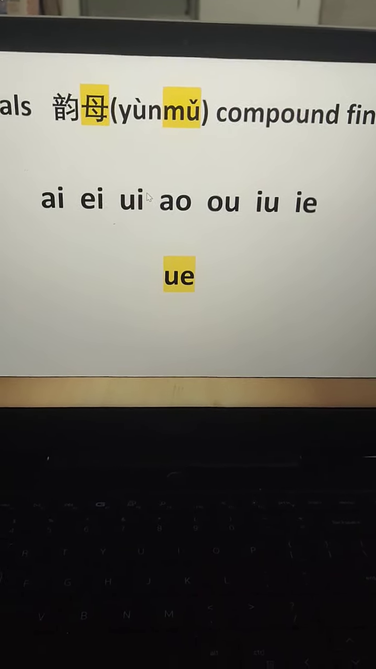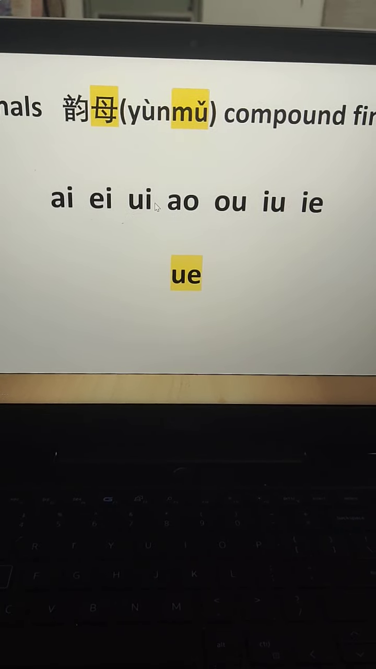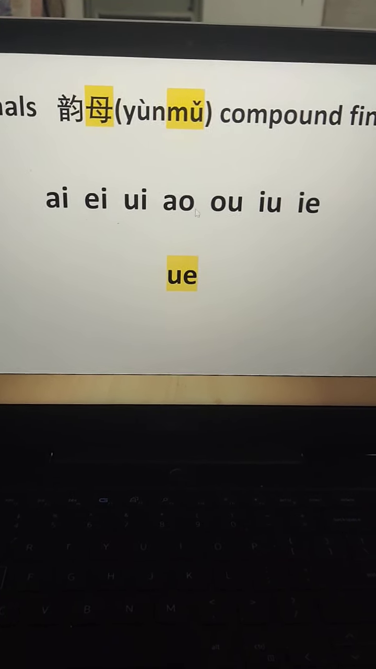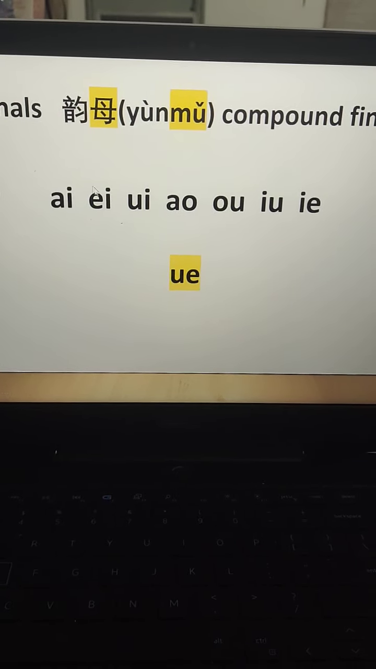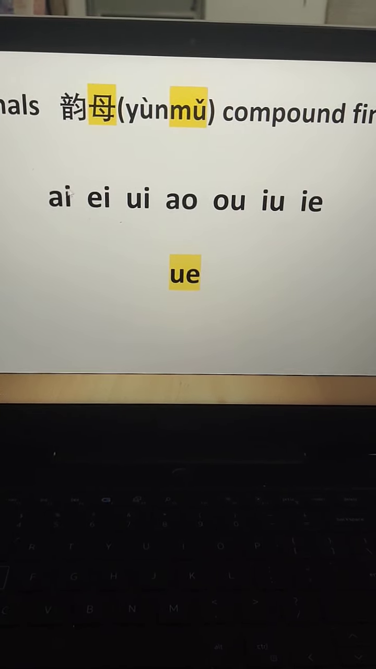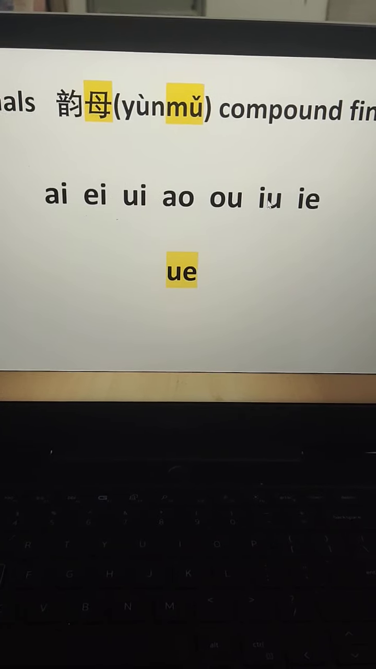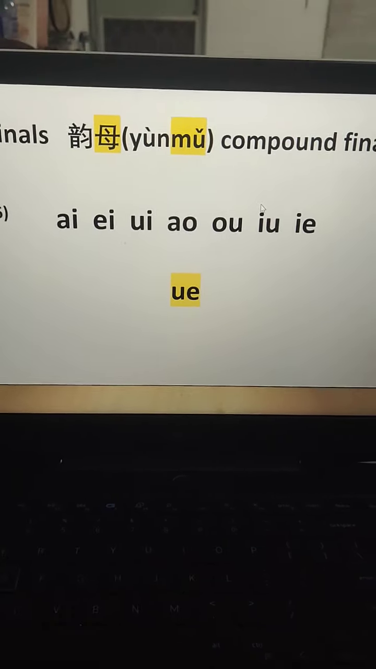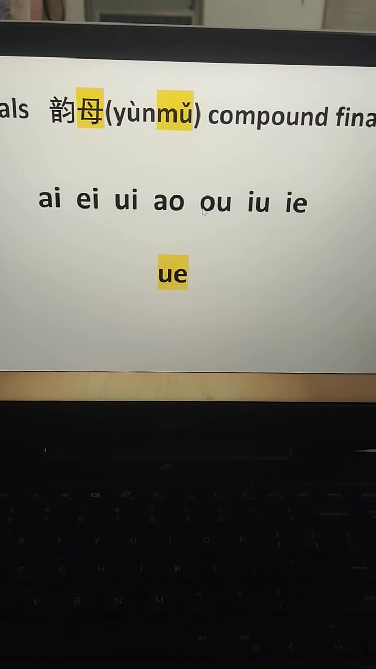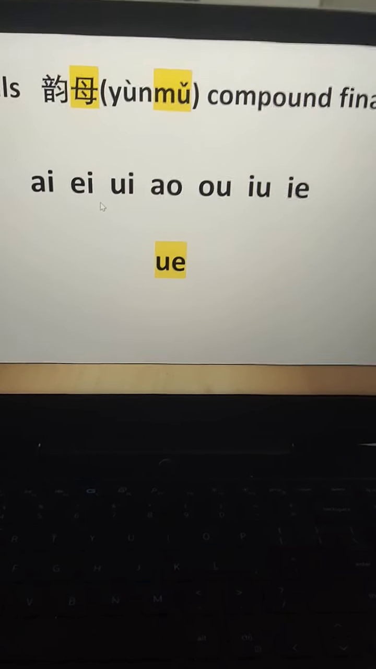How to pronounce this one? We. How to pronounce this one? Ow. Okay, how to pronounce this one? I. How to pronounce this one? You. Okay, that's it. If you can pronounce these words, that will be very good.